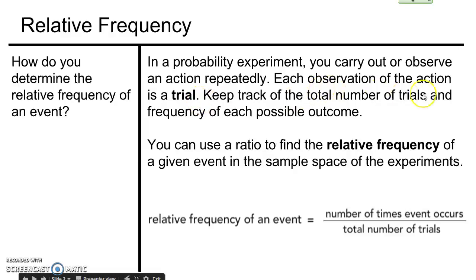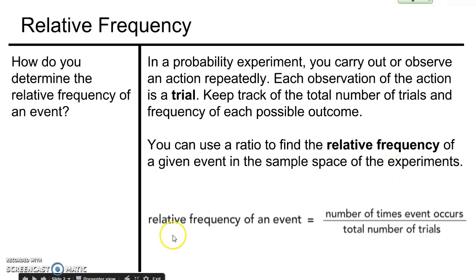What that means, observation of the action, each time you flip the coin, each time you roll the number cube, each time you spin the spinner, each time you do that, we call each of those a trial, okay? And you're going to keep track of the total number of trials, so the total number of times I flipped a coin, the total number of times I rolled the number cube, whatever, and the frequency of each possible outcome. You can use a ratio to find the relative frequency of a given event in the sample space of the experiments.